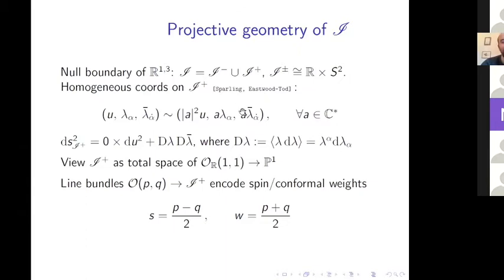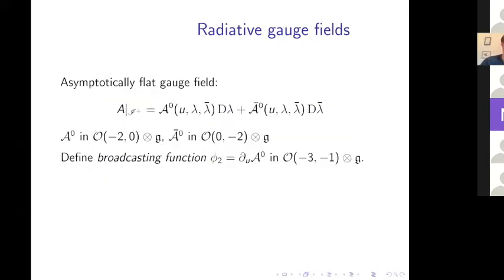Okay, so this goes way back to work in the 80s by George Sparling and Mike Eastwood and Paul Todd. It's not a very widely used description of scri, but I think it's quite a nice one. The reason I told you about that is that this homogeneous geometry of scri gives a good way of characterizing the kind of background fields I'd like to talk about.